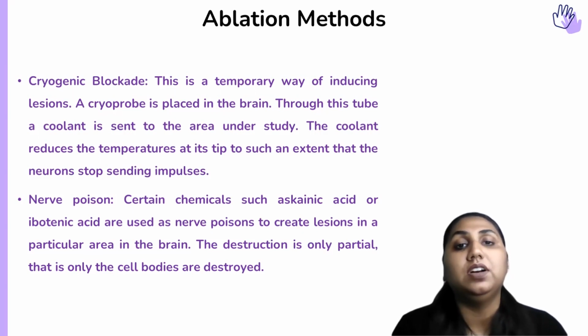All right, lastly we have nerve poison. When we talk about nerve poison, there are a few chemicals that are used, such as kainic acid or ibotenic acid. So this would create a lesion by poisoning that particular part or area of the brain. These chemicals are inserted through a glass tube, and this glass tube is called a cannula. The destruction is only partial, to the cell bodies. So if there is any change in behavior, it is attributed to the cell bodies and not the nerves.